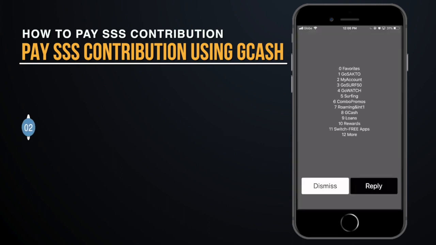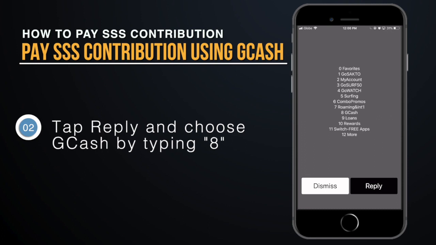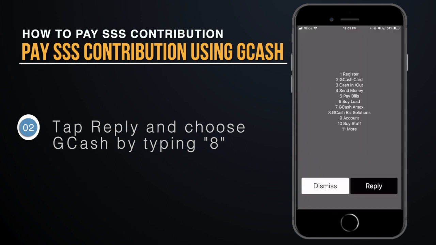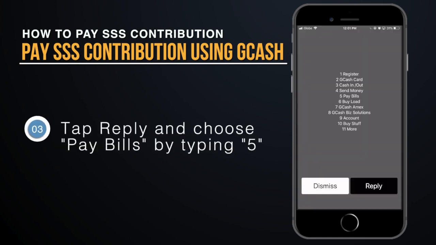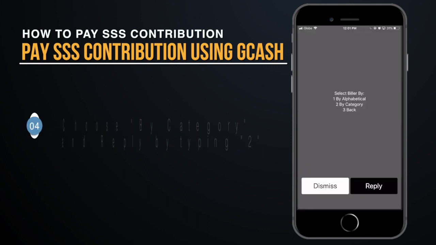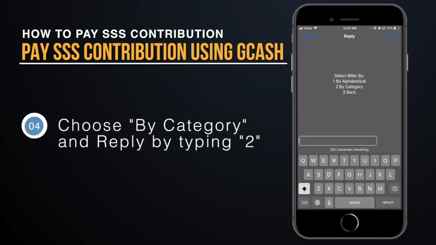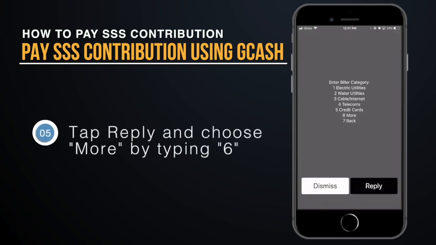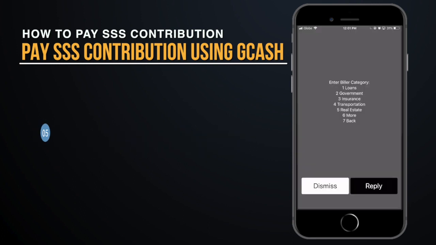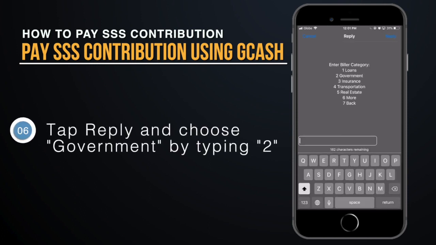Okay, the next step is to choose number 8. That's GCash. So you just type 8 and then tap on reply. And then here choose the number 5 by typing number 5, pay bills. And number 2, we're going to choose by category. And then we'll choose number 6 since we're looking for government. Okay, there. So number 2 for this one. And then hit reply.